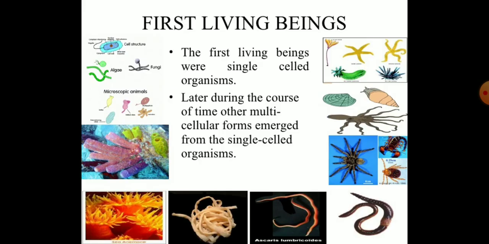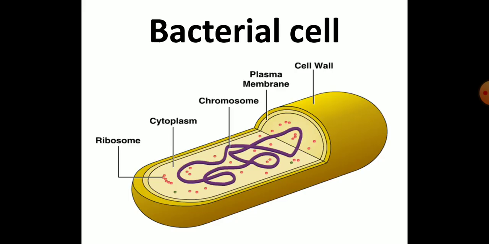They are generally thought to be the first living organism that evolved on Earth. They are believed to have appeared around 3000 million years ago. They are the simplest living organism found on the Earth. Now let us understand about the structure of bacterial cell.